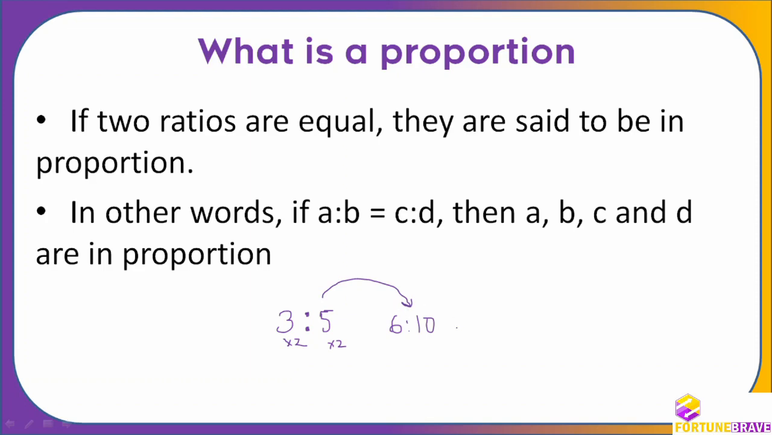So if these two ratios are equal, then they are said to be in proportion. In other words, you can say with algebraic variables, if A is to B is equal to C is to D, like the one example we have taken, 3:5 is equal to 6:10, then A, B, C and D are in proportion. This is a simple thing. Two ratios are equal, then they are in proportion. This is what you need to remember.